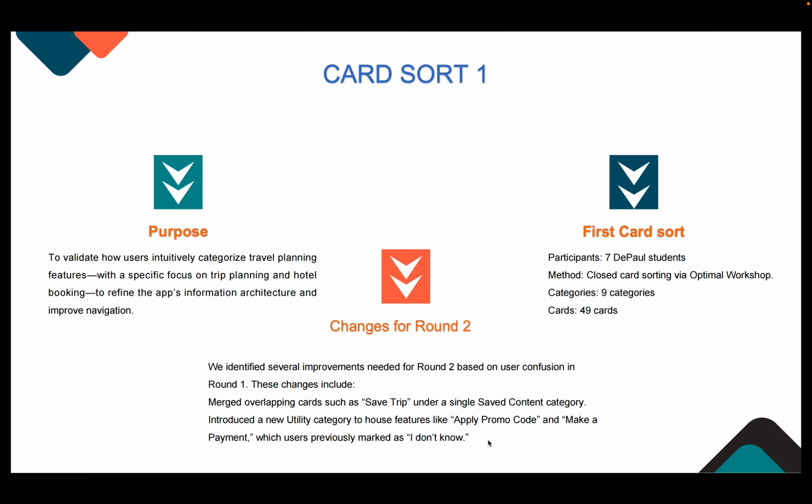For round 2, we identified several improvements needed based on user confusion in round 1. These changes include merging overlapping cards, using saved trip under a single saved content category, and also introducing a new utility category to house features like promo code and make a payment, which users previously marked as unsure.